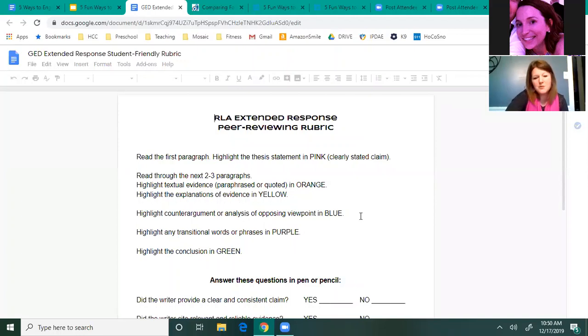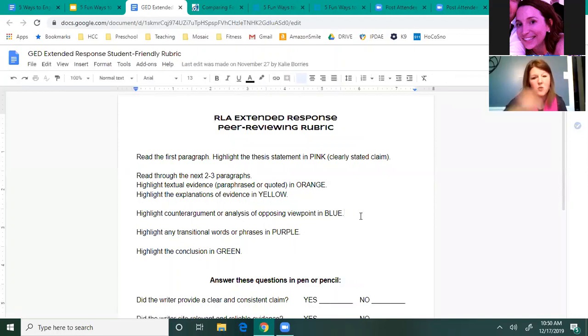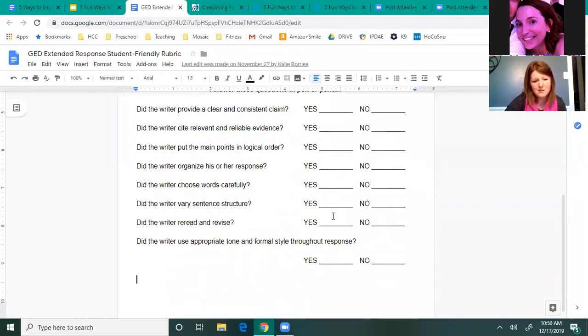So if you're a language arts teacher, you can copy this and edit it all you want, where they actually go through and they find the different parts and they highlight the different parts. We do it in their own essays. We do it with my essays that I've modeled for them. They do it with peer essays. So they get a lot of exposure to finding these parts and coloring them in the text. And then they have questions at the end to also answer about it.